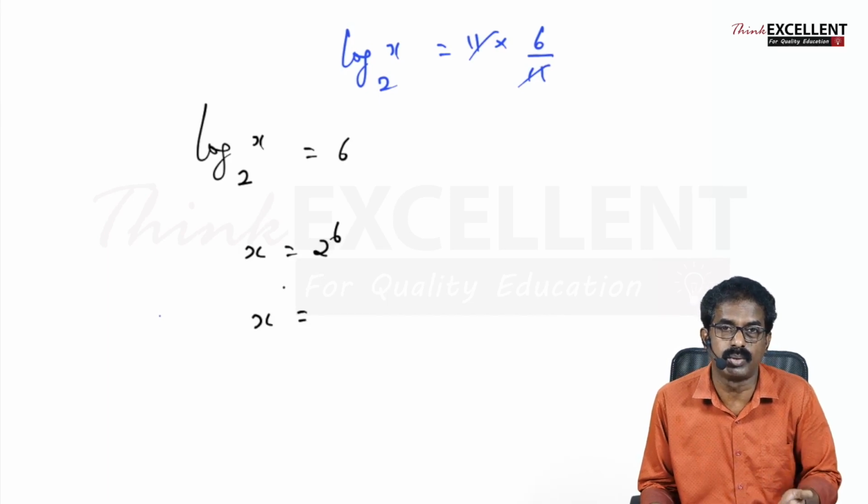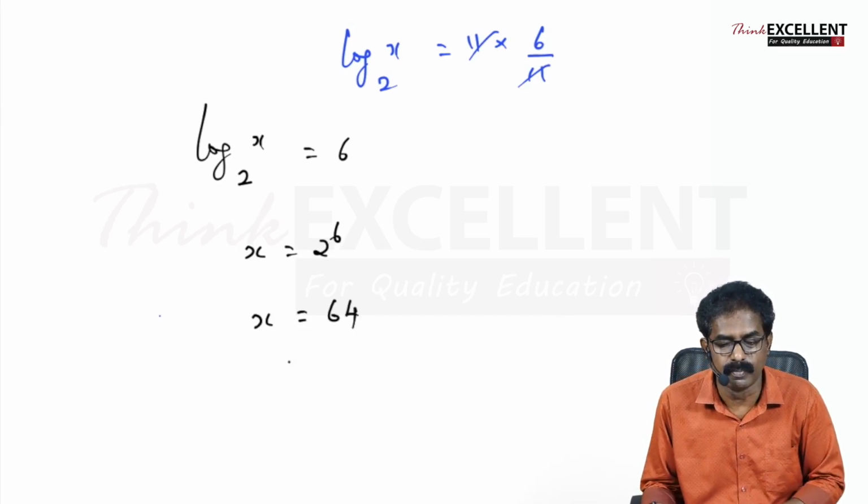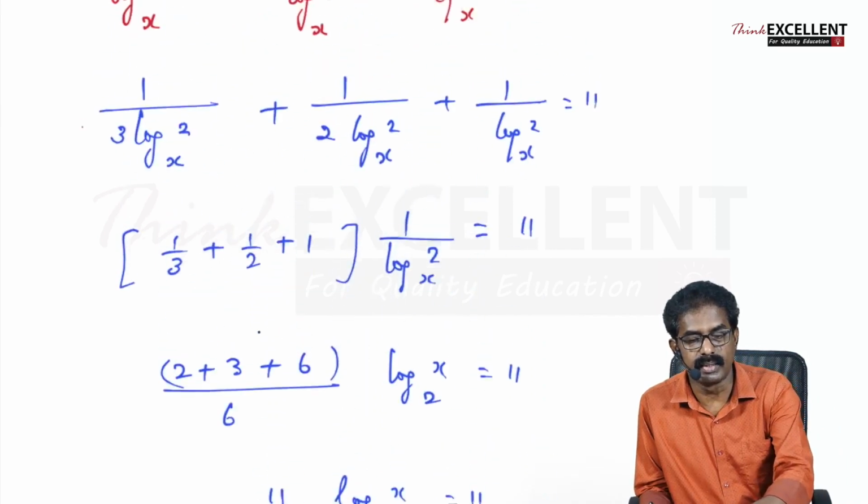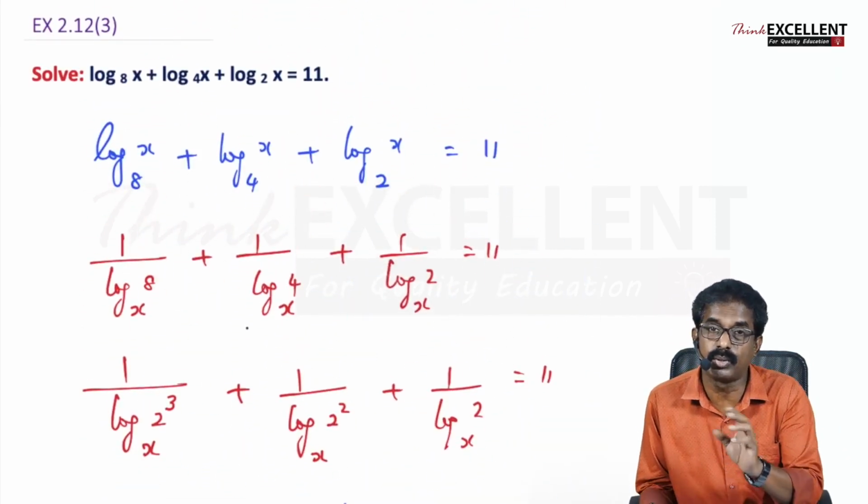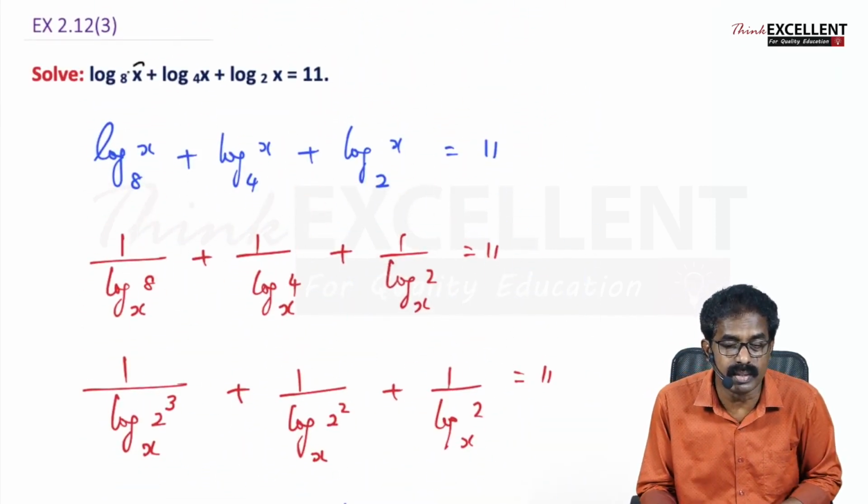2 raised to 5 is 32, so 2 raised to 6, 32 into 2, it is what? 64. It's a very important question. Like this they can frame different questions. By seeing the question you can understand. See, here everything is the same, x.